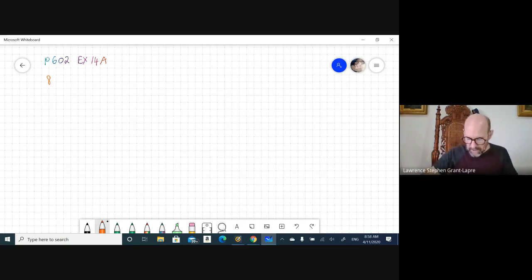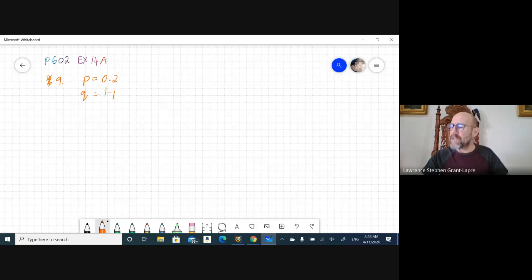Joe knows that each ticket, oh no, that's not the probability I wanted to look at. Suppose that the probability is number 9. Suppose that the probability that a person selected at random is left-handed is 0.2. So let's put p as 0.2, and therefore q, which is 1 minus p, is 0.8. 11 people are selected, so we're told n equals 11.